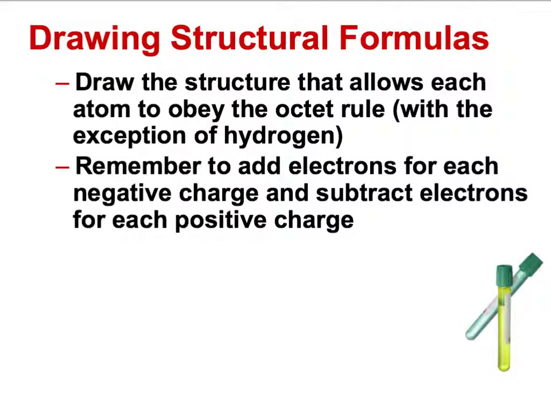The next thing to consider in drawing the structure is that you must draw a structure that allows each atom to obey the octet rule, with the exception of hydrogen, which of course is going to obey that noble gas rule of 2 electrons. Then you need to add electrons for each negative charge and subtract electrons for each positive charge. Finally, you should check to make sure that the total number of electrons that you calculated in the first step is the same as the number of electrons that you've drawn.